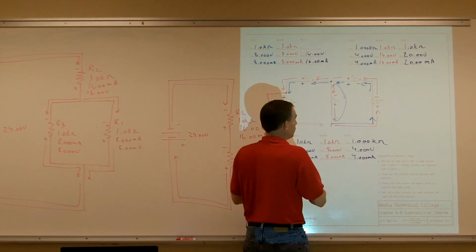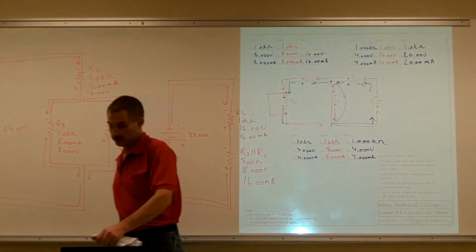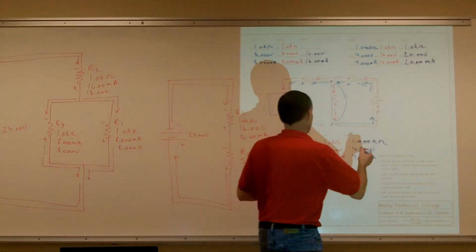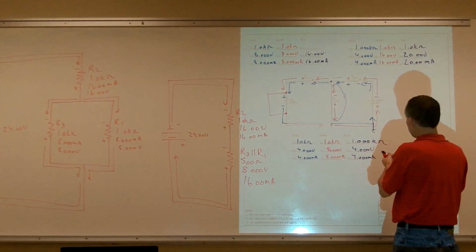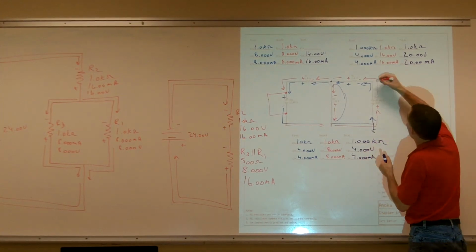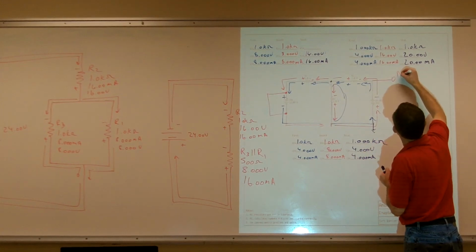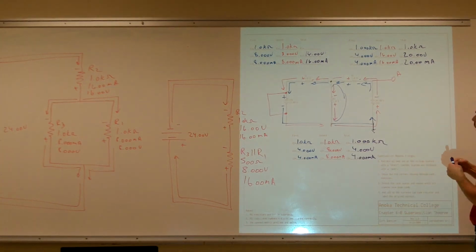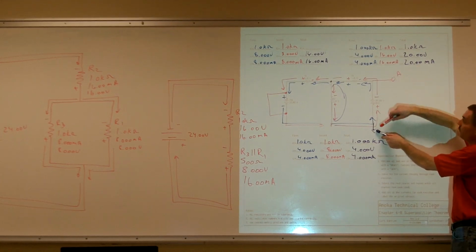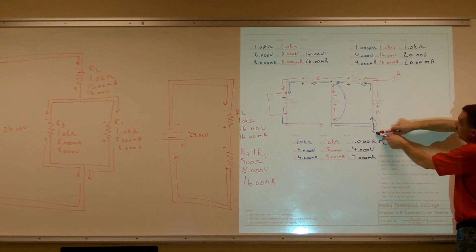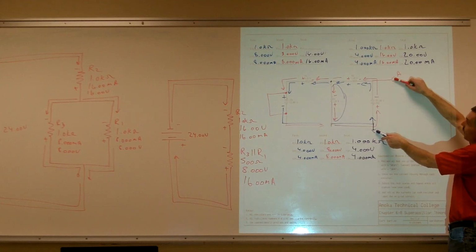And if you ever do want to double check your work, here's our ground, right? Okay, so what would I measure at this test point A? What would I measure for voltage at test point A? 24 volts. Positive or negative? Negative 24 volts. If I go from here down, I should get a negative 24 volts.